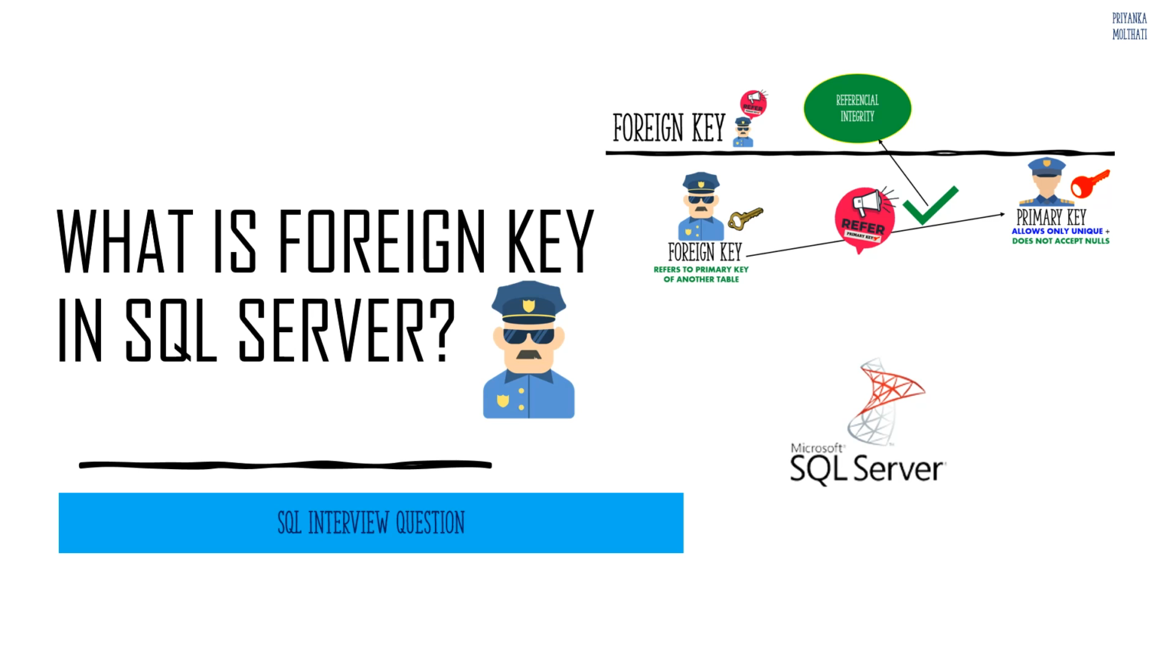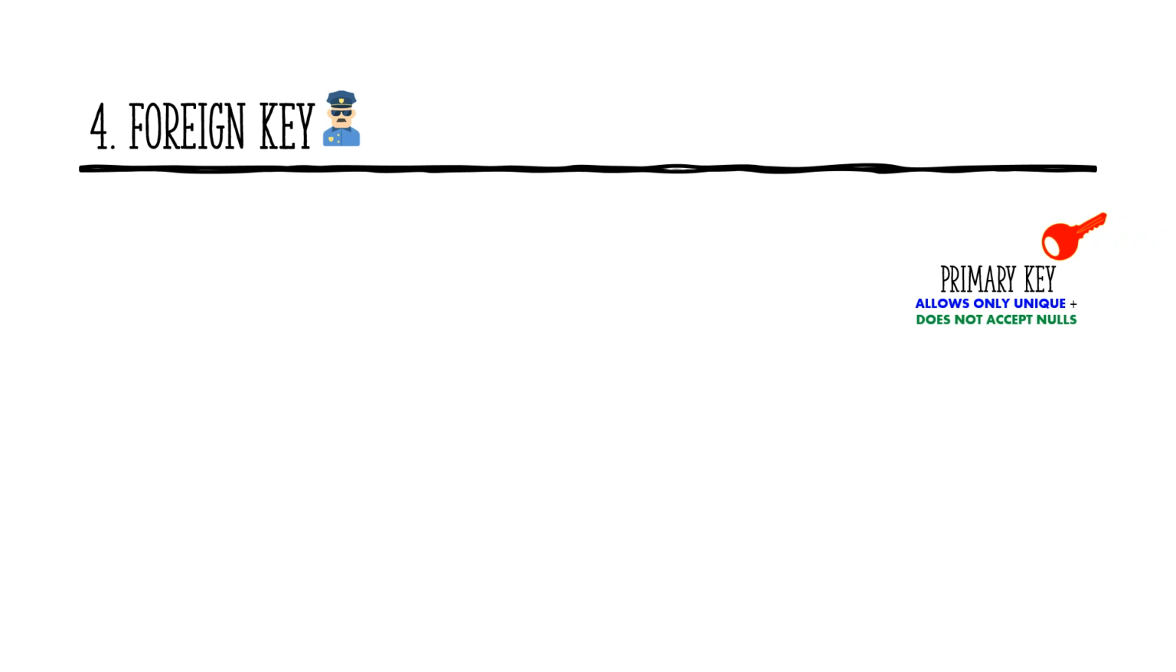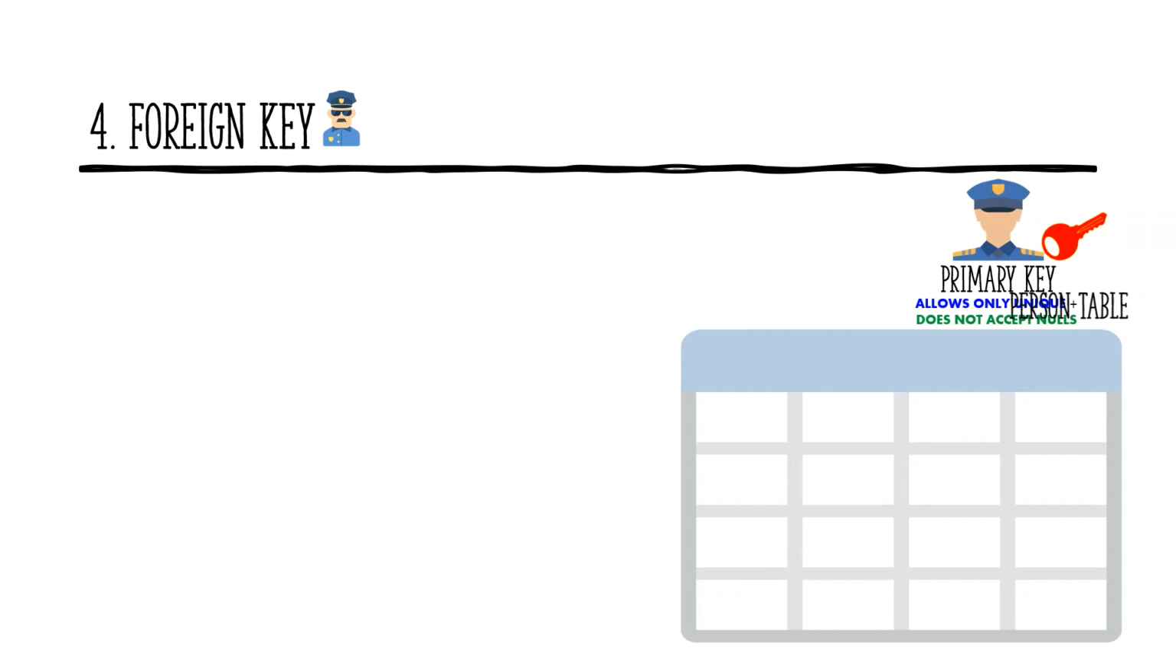Hello everyone, the question for today is what is a foreign key in SQL Server? So let's take a look at it. Firstly, we need to know what a primary key is. In the last video, we learned what a primary key does. It allows only unique values and does not accept null values.